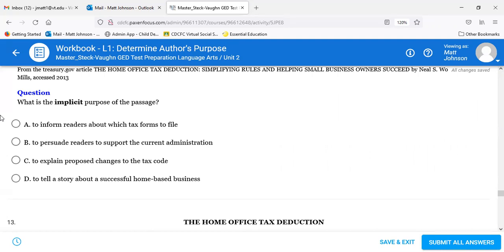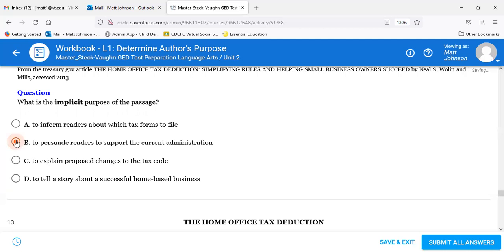A, to inform readers about which tax forms to file. B, to persuade readers to support the current administration. C, to explain a proposed change to the tax code. D, to tell a story about a successful home-based business. Is this C or D? It's B.